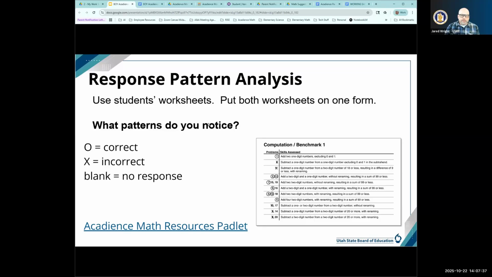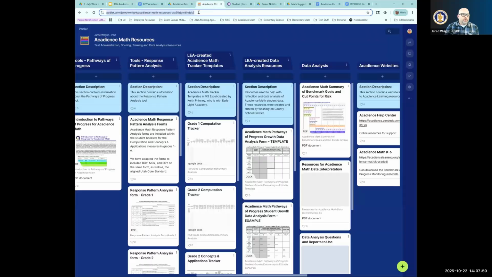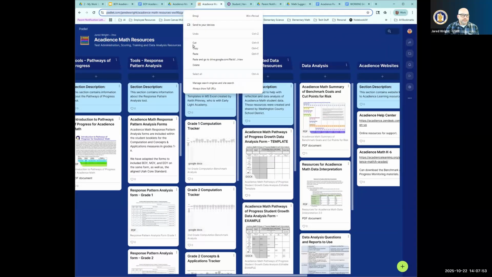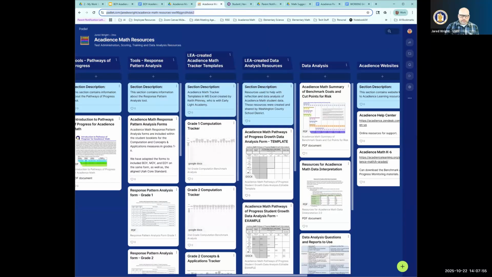Now, I've included this in the participant notebook. There are some versions of this for computation and concepts and application for each of the grades 1 through 6. There's also a Padlet for Acadience math resources, and I will put the link in the chat. In this Padlet, I have a section related to this that is tools and response pattern analysis.